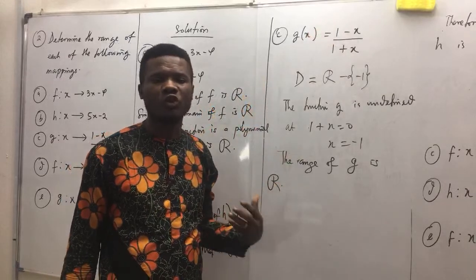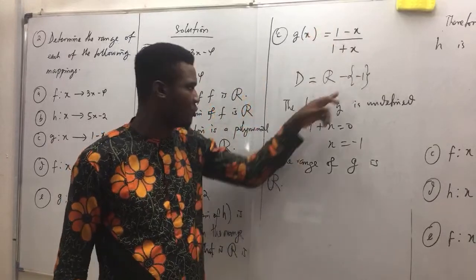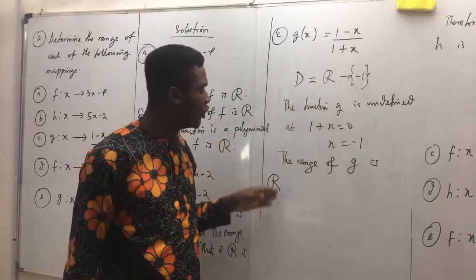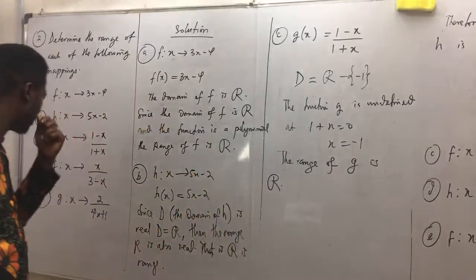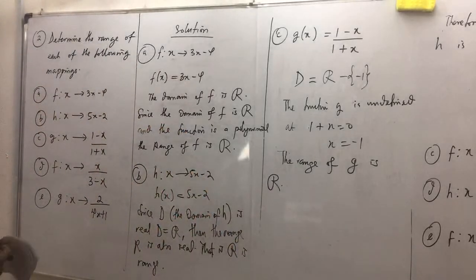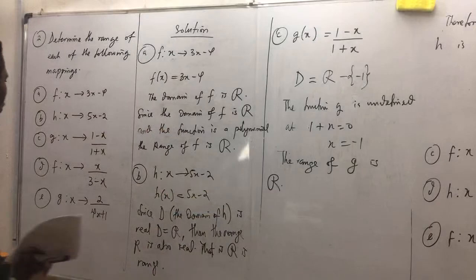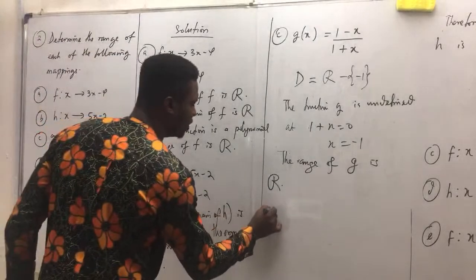So it will be wrong of you to say your range is the set of all real numbers excluding -1, just like your domain. Your range will be the set of all real numbers. Please take note. Now, the same thing applies to question D, that is 2D.